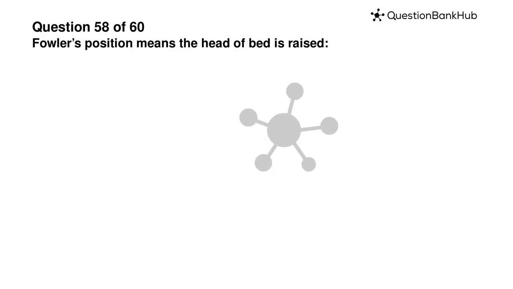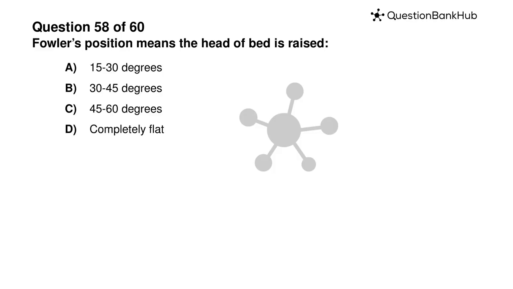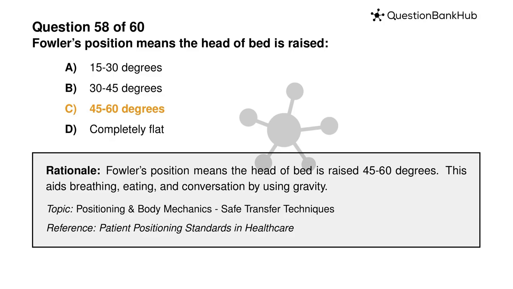Question 58. Fowler's position means the head of bed is raised: A. 15 to 30 degrees. B. 30 to 45 degrees. C. 45 to 60 degrees. D. Completely flat. The correct answer is C. 45 to 60 degrees. Fowler's position means the head of bed is raised 45 to 60 degrees. This aids breathing, eating, and conversation by using gravity.